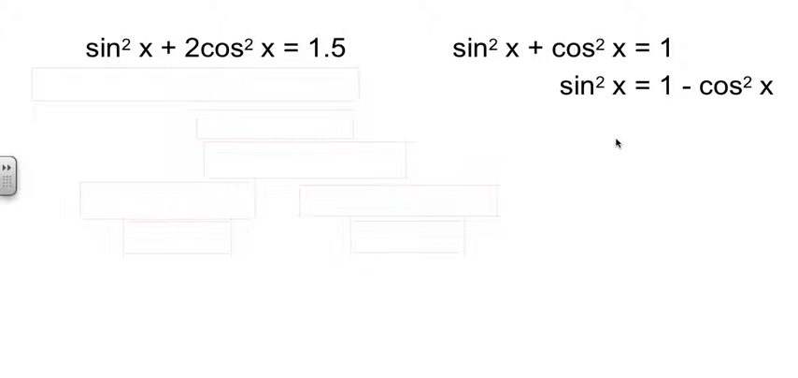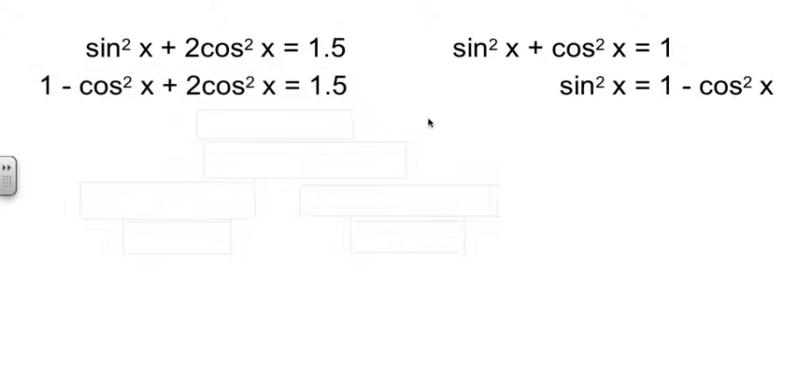Let's take a look at our second problem. We have sine squared x plus 2 cosine squared x equals 1/2. Okay. There's no common factors in there. But I do recall one of our Pythagorean identities that I can get sine squared x by itself in by subtracting cosine squared x over. Okay. Now I can substitute that in place of sine squared x.